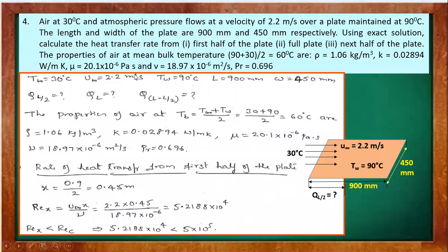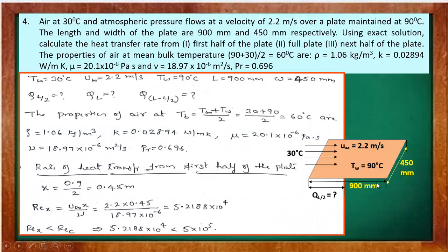Now, the next problem says air at 30 degrees and atmospheric pressure, with a velocity of 2.2 meters per second, flows over a plate which is maintained at 90 degrees. The length of the plate is 900 mm and the width is 450 mm. Using the exact solution, we need to calculate the heat transfer rate in the first half. They have not said whether it is in the laminar or the turbulent region. They have said the first half, then the complete plate, then the next half.